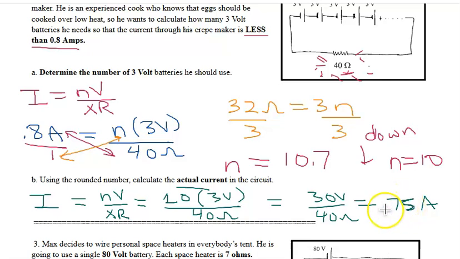Amps. Yay. So that is less than 0.8. So we're doing okay. All right.